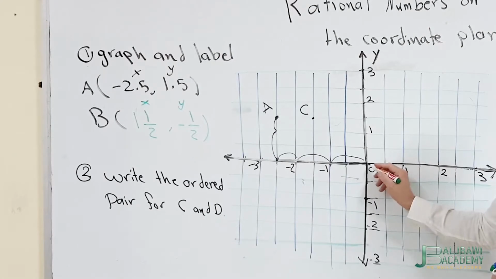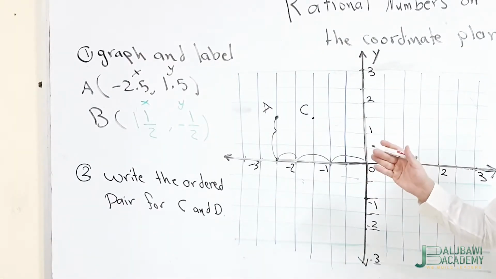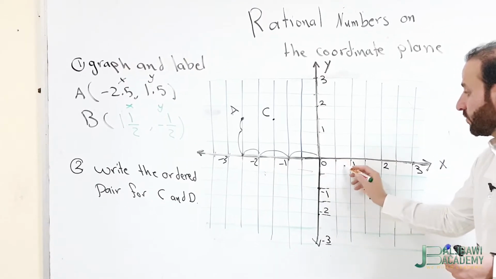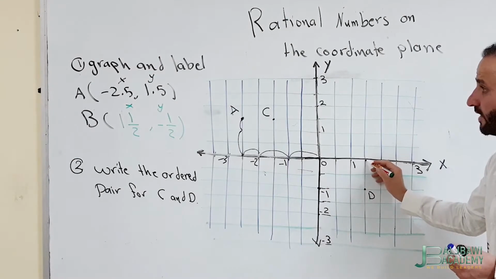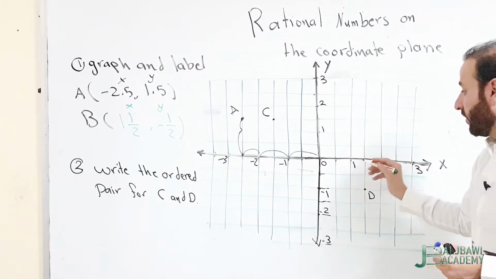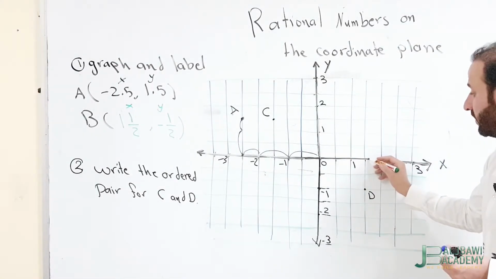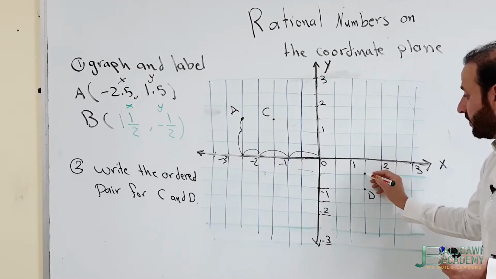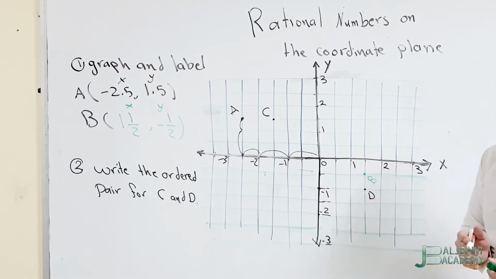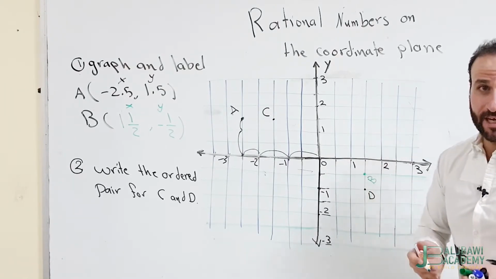So I start from the origin, and because x is positive, I go to the right 1 unit and a half. Then the y is negative half, so I go down half. So here I label B. So it's the same as for integers, but in our case today we have fractions and decimals.